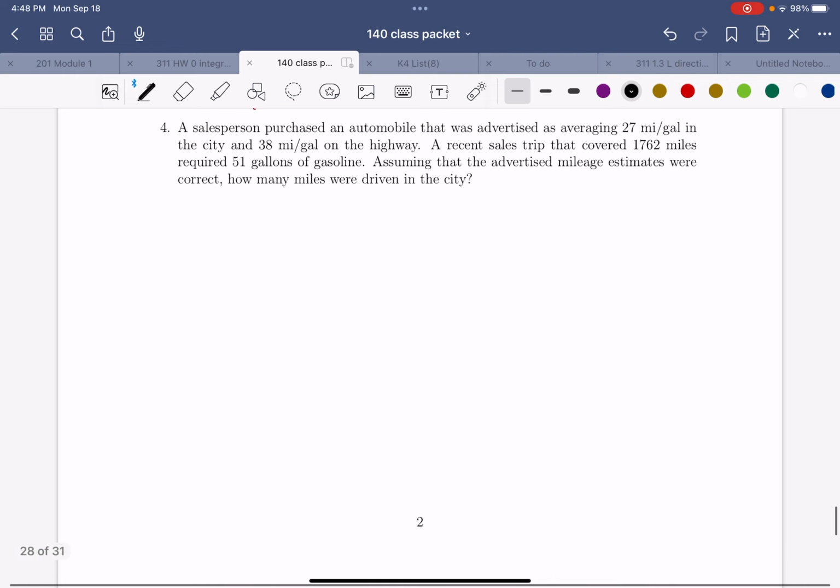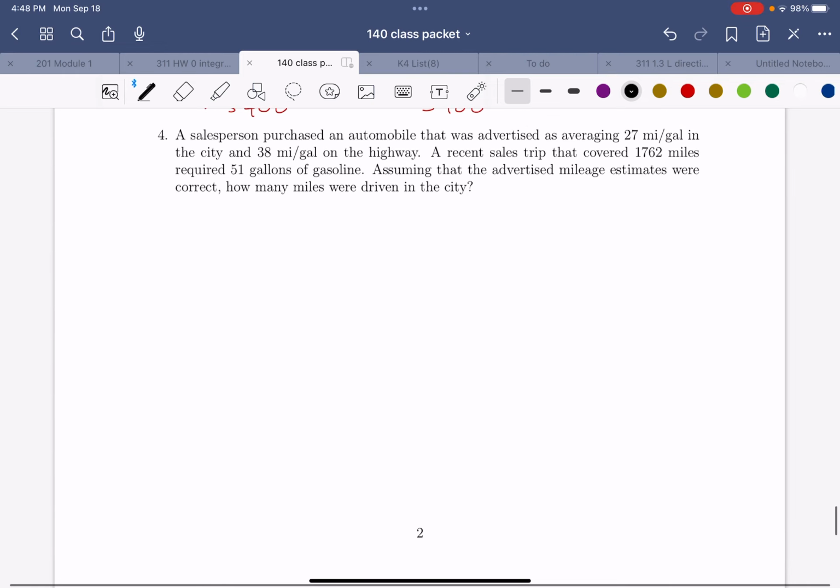All right, on to the last one for this. A salesperson purchased an automobile that was advertised as averaging 27 miles per gallon in the city and 38 miles per gallon on the highway. A recent sales trip that covered 1,762 miles required 51 gallons of gas. Assuming that the advertising mileage estimates were correct, how many miles were driven in the city?